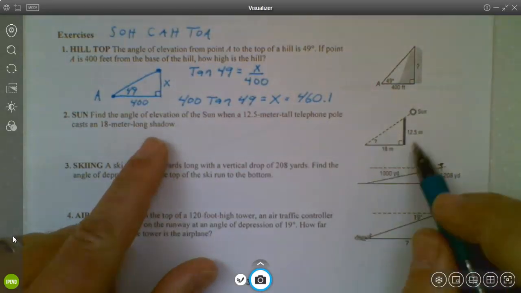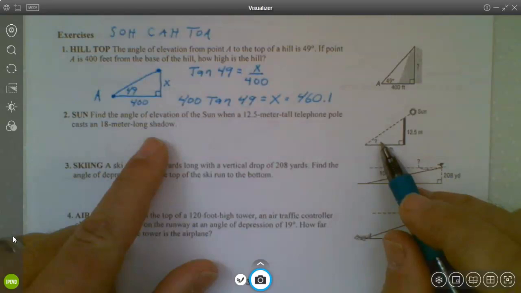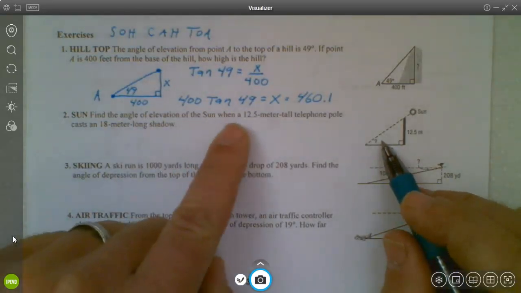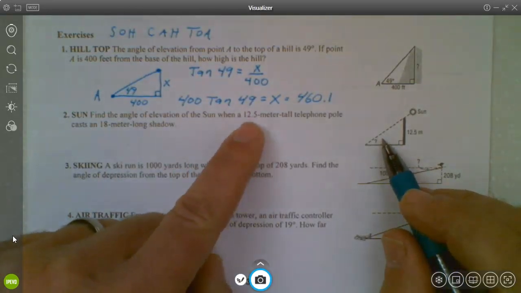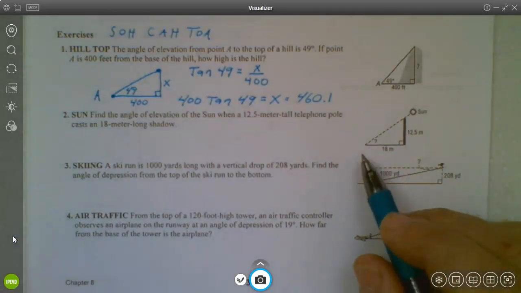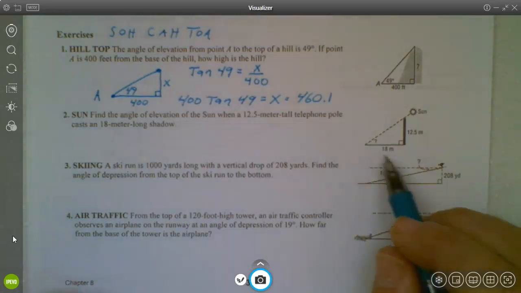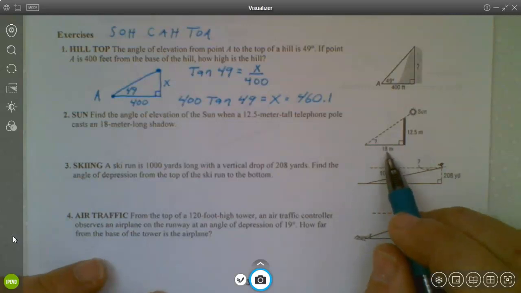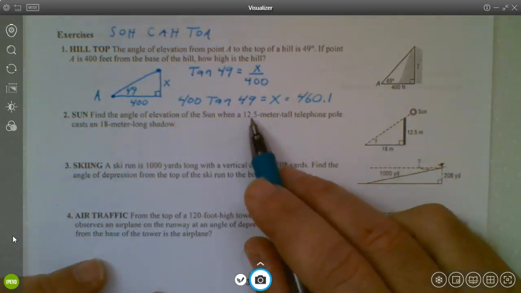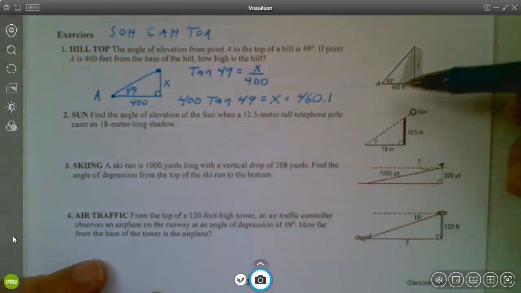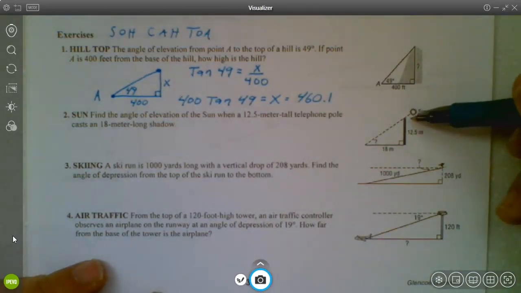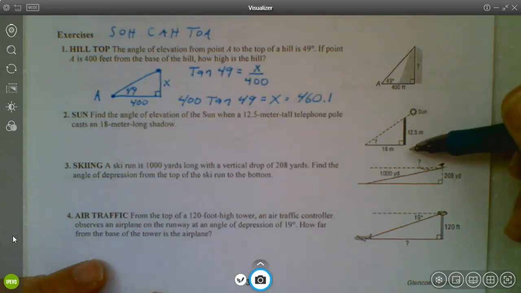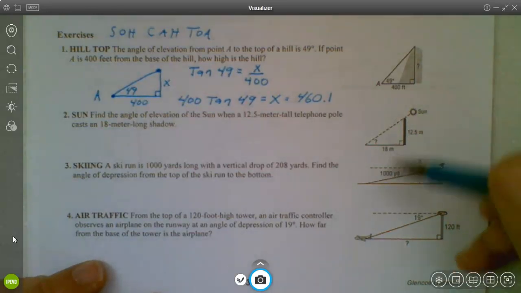So here's a right triangle. Remember, this would represent the angle of elevation to the sun when a 12.5 meter tall telephone pole casts an 18-foot shadow. If we were drawing our own, remember, a shadow would always lie on the ground. So I know that my horizontal is where I would put the shadow. And it also tells me that the telephone pole is 12.5 meters tall, so that represents a vertical height of 12.5. We easily could have come up with our own drawing on this.